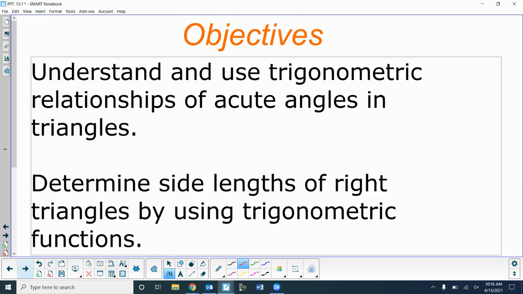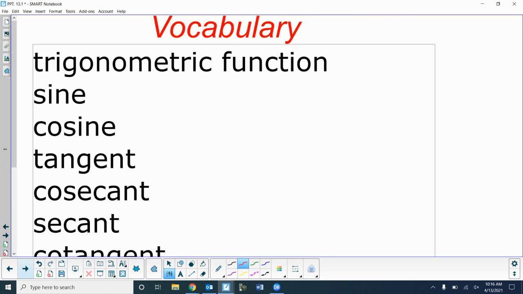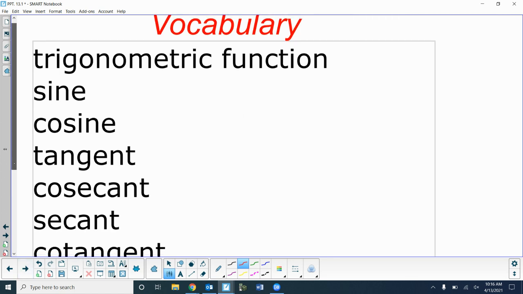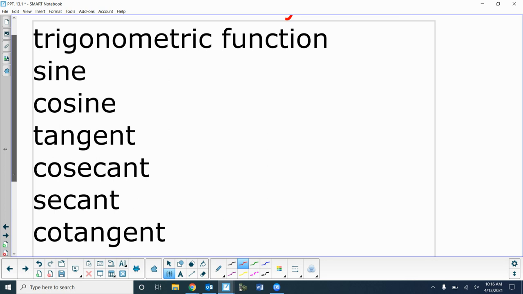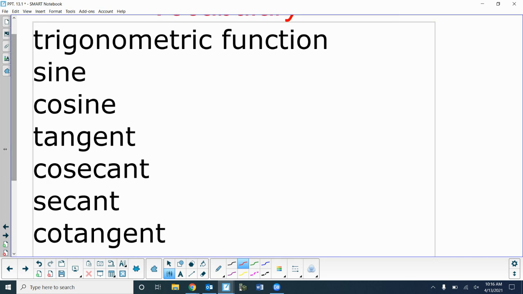All right, so we're going to understand and use trig relationships for acute angles. Again, when it's a right triangle, the other two angles are acute, meaning less than 90. And we're going to determine side lengths by using trig functions, okay? And we're going to learn about what a trig function is, and these are the 6 trig functions: sine, cosine, tangent, cosecant, secant, and cotangent.